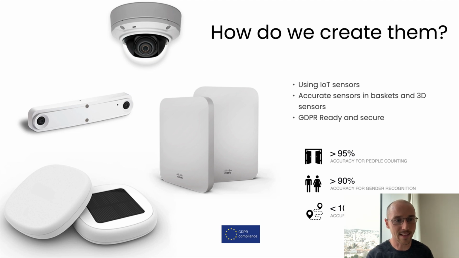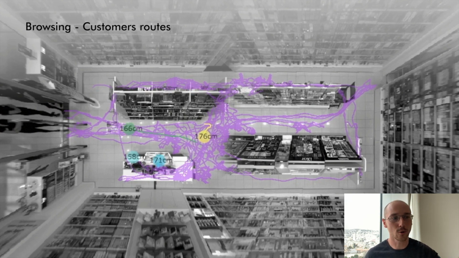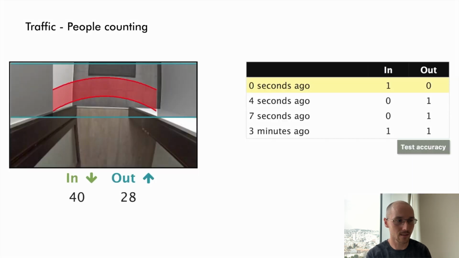So to give you some examples, one type of data we look at and we collect is the browsing. So we look at the customer routes, the routes that shoppers take when they are visiting the stores, where they dwell, where they hang around, what sections of the store they pass. And we are extracting metrics based on that.